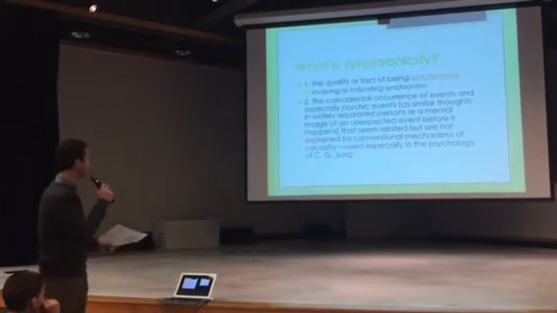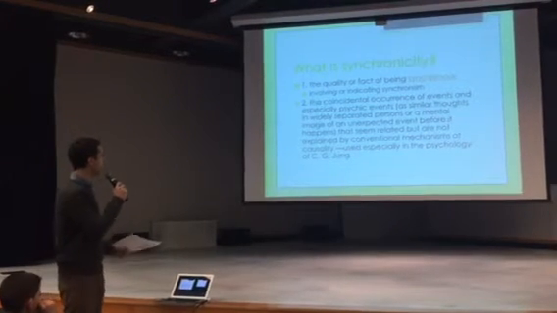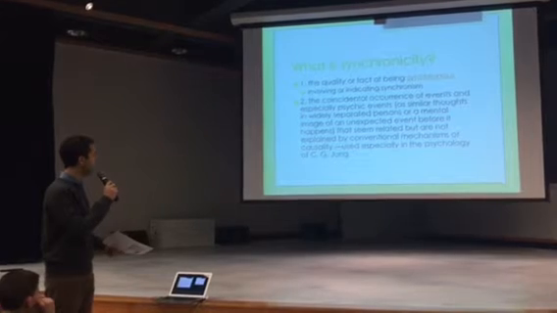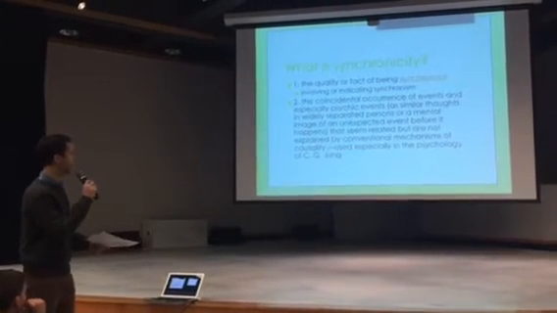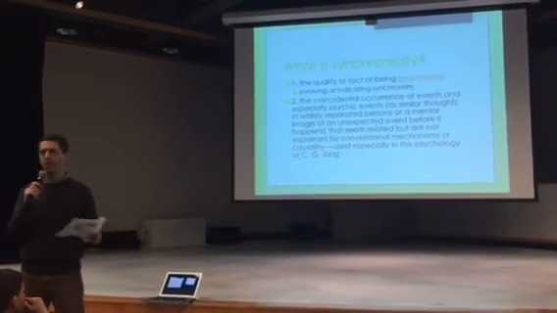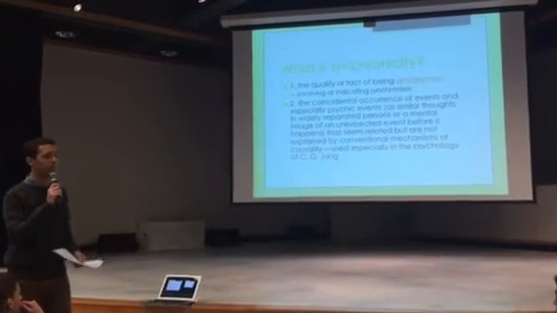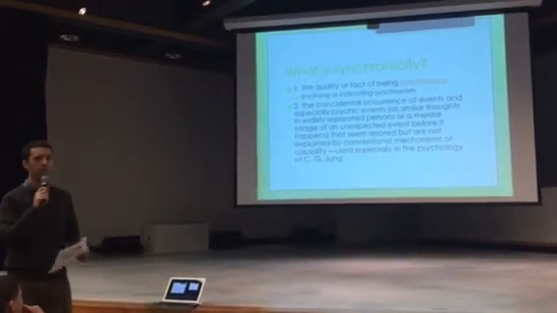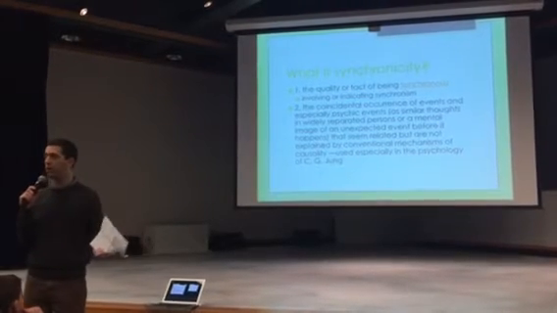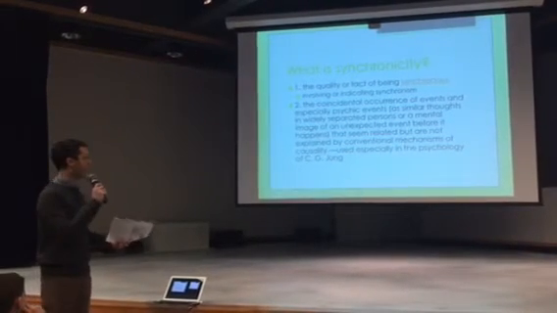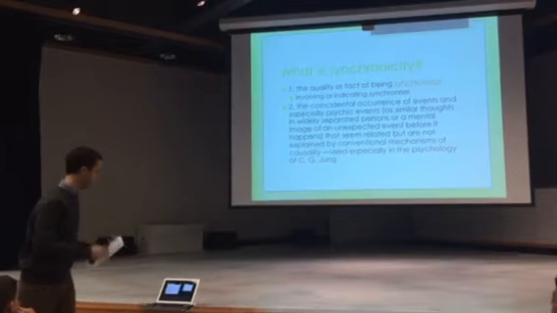And I would just highlight the end here: events that seem related but are not explained by conventional mechanisms of causality, which I think probably some of you are already able to think how this could apply to the work you've been doing in English class. And as you learn a little bit more about who Carl Jung is and was, I think that'll be even more clear.